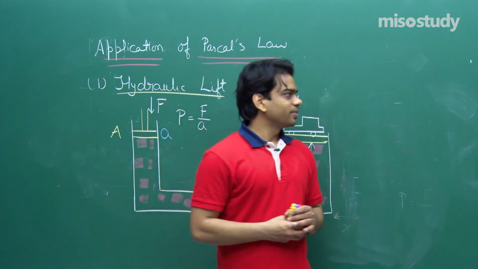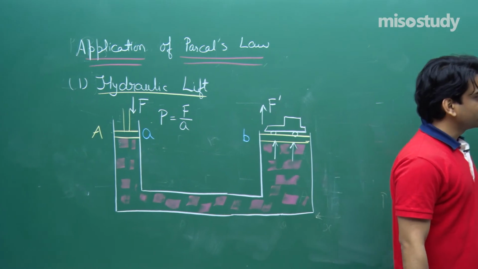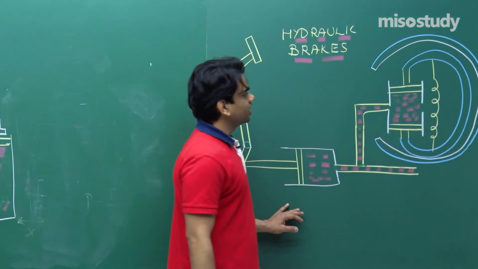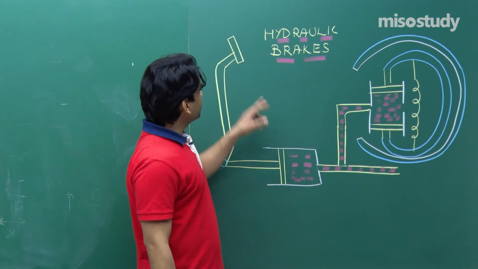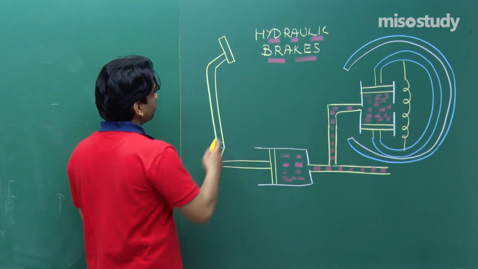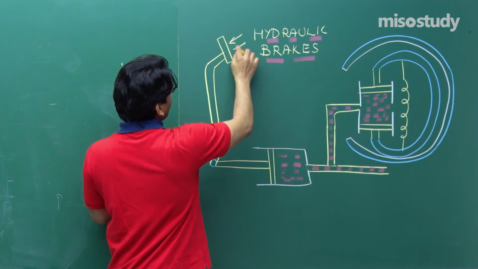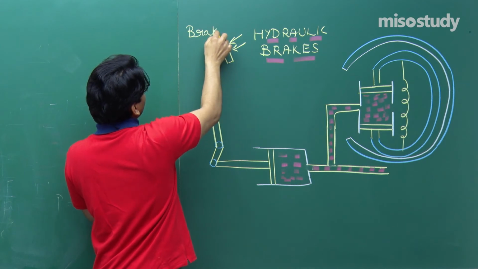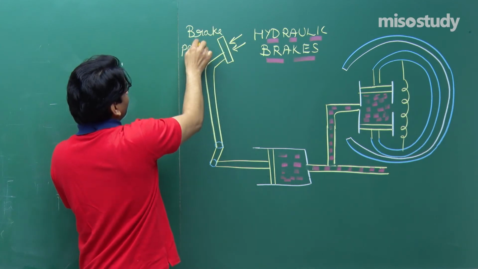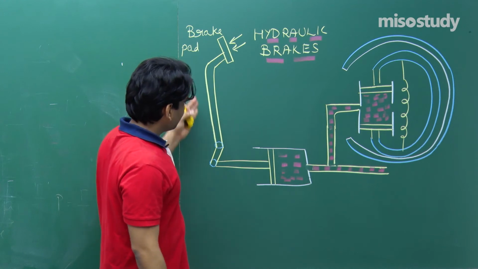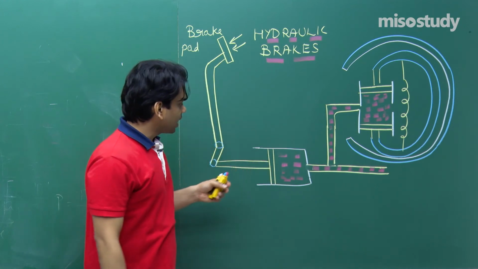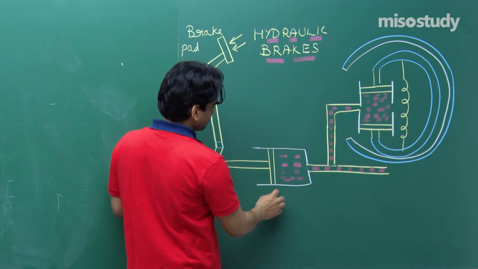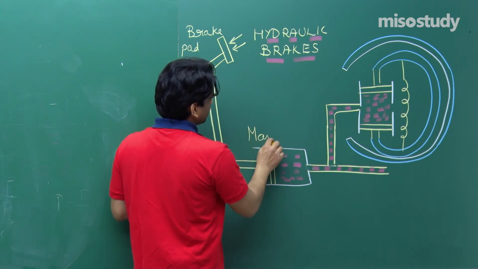See, I have a figure here. I want to show you all this figure. This is a hydraulic brake arrangement. You see, this is the brake pad. When you generally move in your car or in your bike, you apply the brakes by pressing the brake pad. There is some lever arrangement. Then we have a cylinder over here, there is a piston over here. This cylinder is the master cylinder.